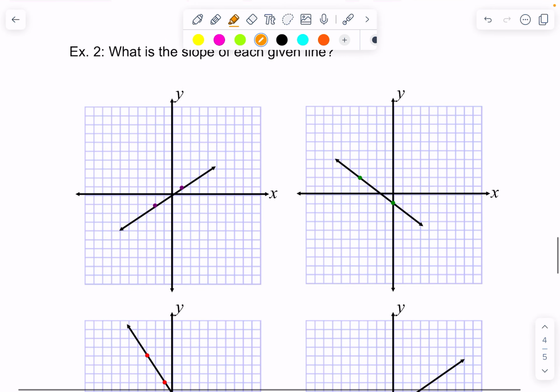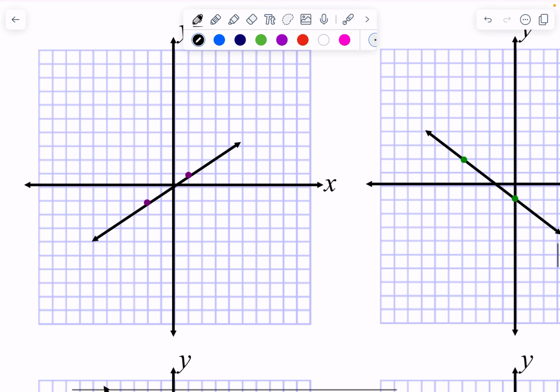Okay, let's find the slope of each given line. Well, we always start with finding the x1, y1, and then going to the x2, y2. So in this particular case, my x1, y1 is right here. That's at -1, -2. And to get to my next perfect point, or my next x2, y2, I'm going to go up 1, 2, and then 1, 2, 3 to the right.